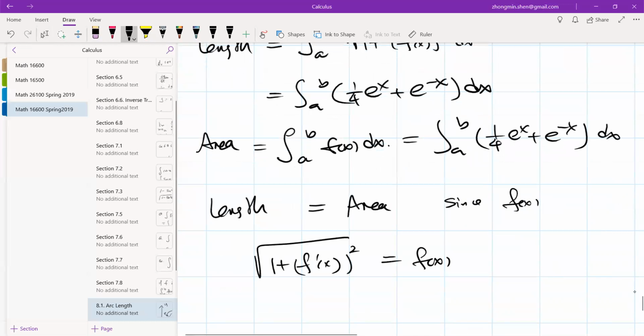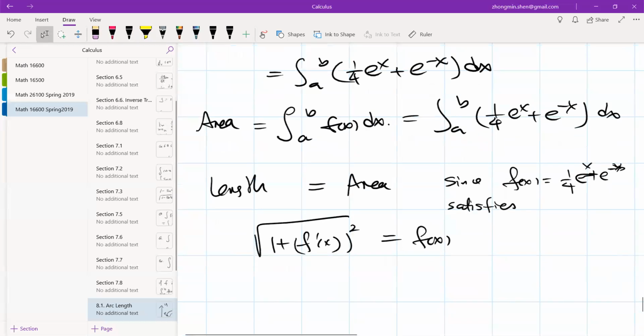Since this function satisfies this equation, you can always replace this by f of x. That's why you end up with the same integral, and then the length is equal to the area. That's funny. Okay, the graph, when x equals 0, I think it's just 4 over 5. When x increases, I think it's going up.